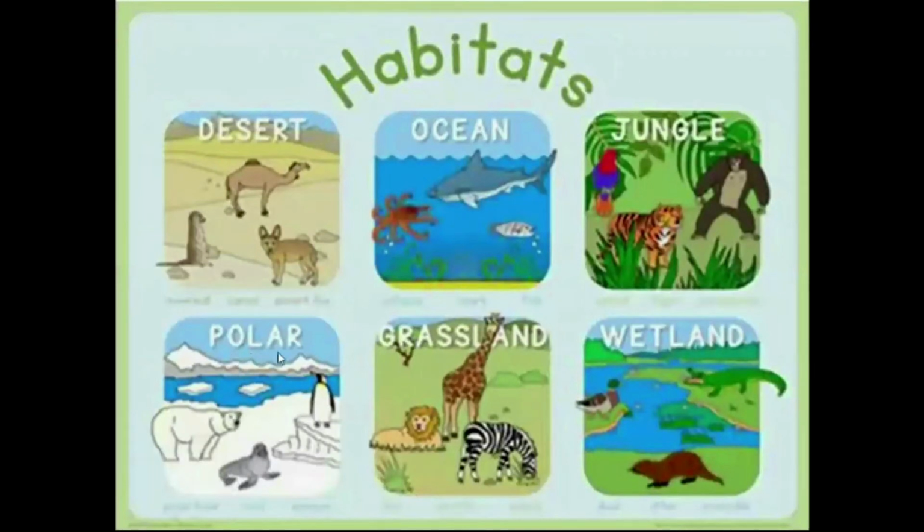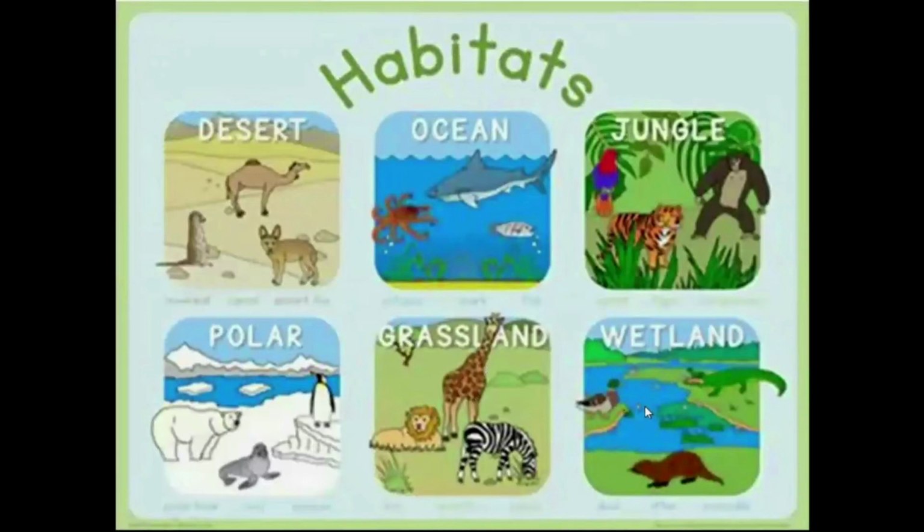And then there are some animals who like to live at polar ends, places which are very cool. So like this polar bear, like this penguin, like this walrus, all of these animals are living at a place which is very cool, at a polar end. So can we say what's their habitat? Polar end. Then there are some animals who like to live on grassland, like those animals.